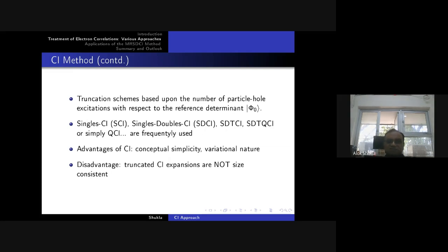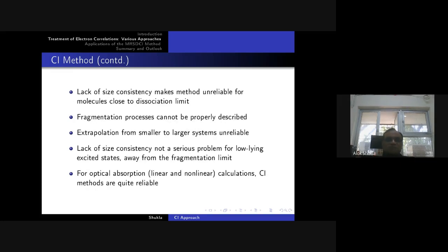The advantages of CI are that it's a linear approach, conceptually simple, and also variational in nature. So your ground state energy is never going to go below the true ground state. The disadvantage is that truncated CI expansions are not size consistent. So you don't want to use this approach on a system which is about to dissociate, because then size consistency becomes important even for the excited states. Fragmentation processes naturally cannot be properly described. Extrapolation from smaller to larger systems then becomes unreliable. Lack of size consistency is not a serious problem for low-lying excited states, particularly if the molecule is in its normal state, not near the fragmentation limit. And for optical absorption, both linear and non-linear, because I have used it, I know that, and I keep on comparing our results with the experimental ones. I have found it to be very reliable.